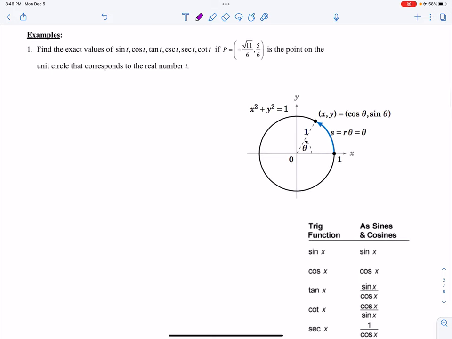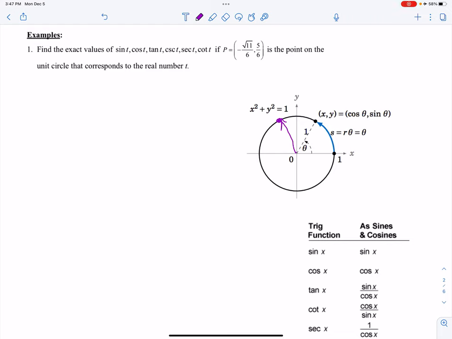Okay, now let's say we're given a specific point on the circle and we want to know what are the exact values of these trig functions if my point has coordinates negative square root 11 over 6 and 5 over 6, corresponding to our unit circle. So this is talking about if I place a point on my circle where my x is negative and my y is positive, then what would my trig functions be in relation to the unit circle?